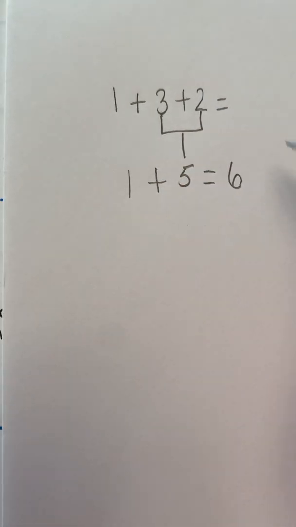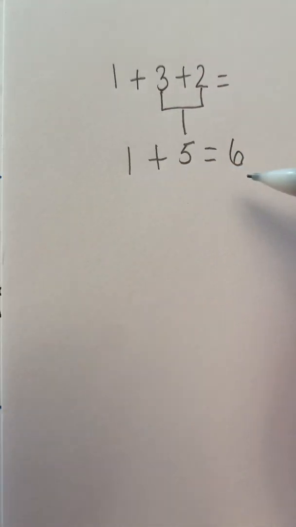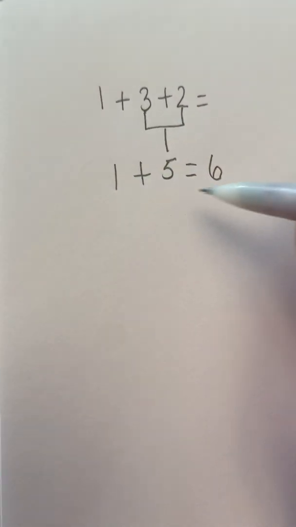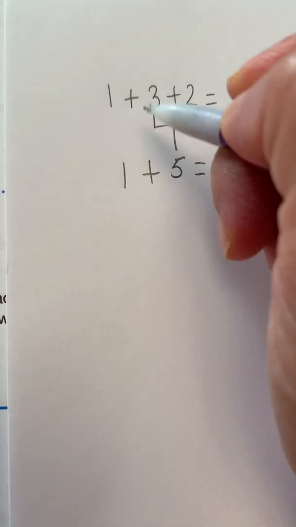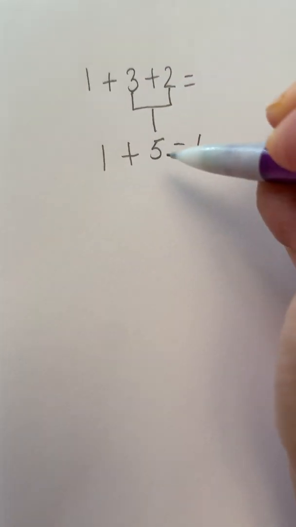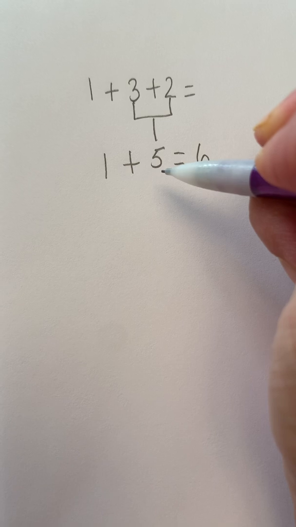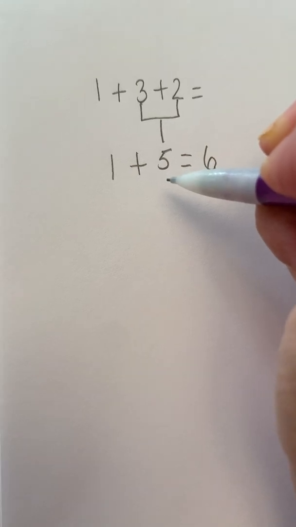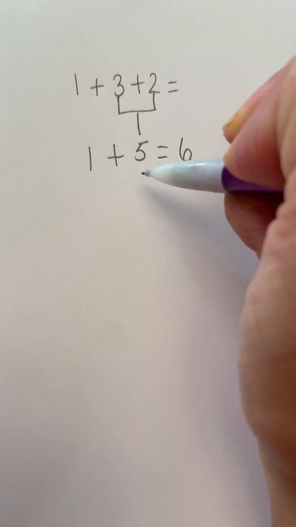This is what I need to see on your papers when you are solving these problems. And you can do it in any order. My suggestion was to just find or work with numbers that when you add them, they can equal 5 or 10, because those are easy numbers to work with.